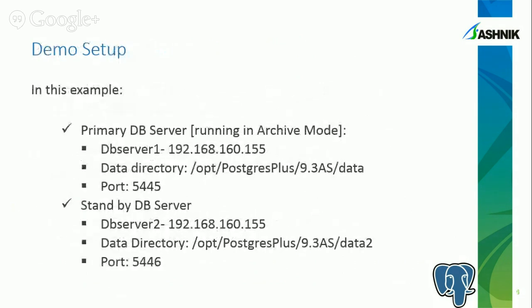Now in this server, I have a virtual machine, and that virtual machine's IP address is what you see on your screen over here, 192.168.160.155, and it has a data directory. I'm using EnterpriseDB's installation of Postgres Plus, but the features that we are going to cover pretty much apply to open source PostgreSQL as well. So you can try it out with the PostgreSQL open source community version as well, and they should just work the same way as I'm going to describe today.